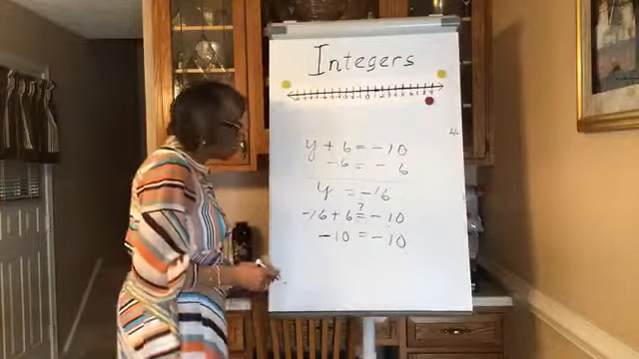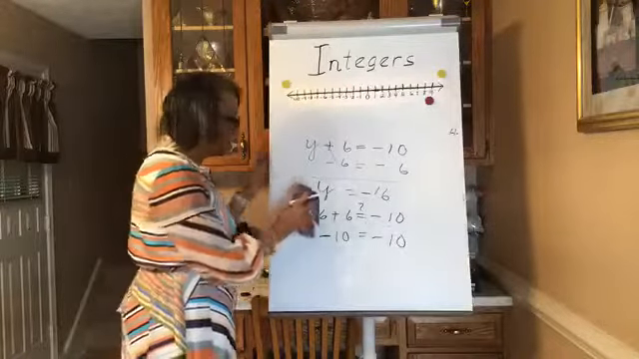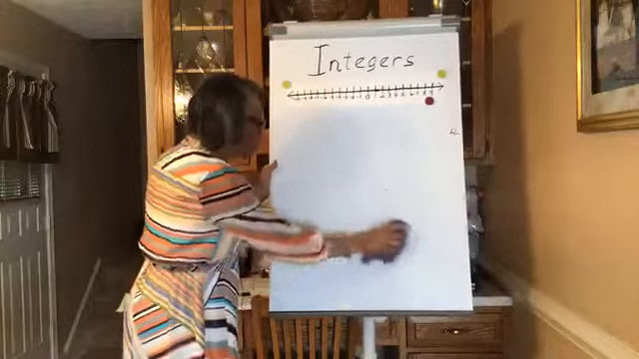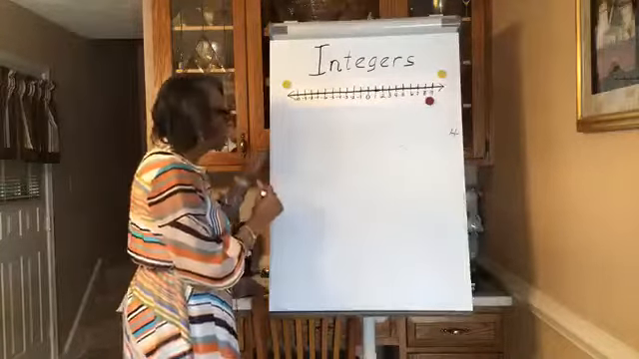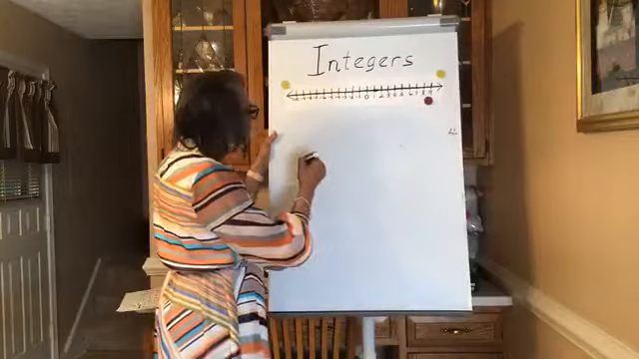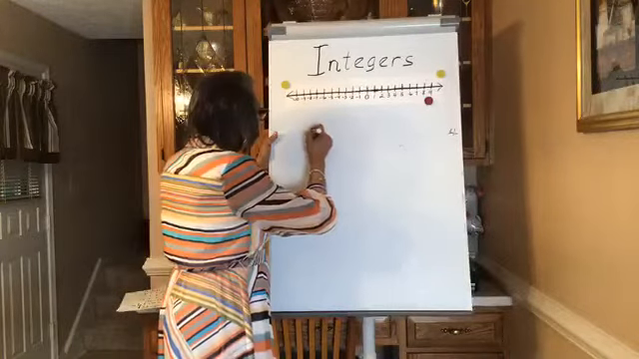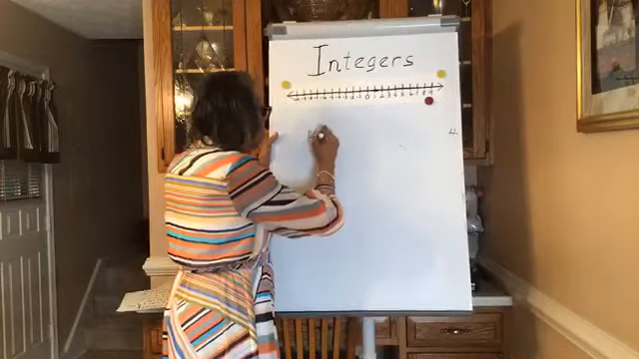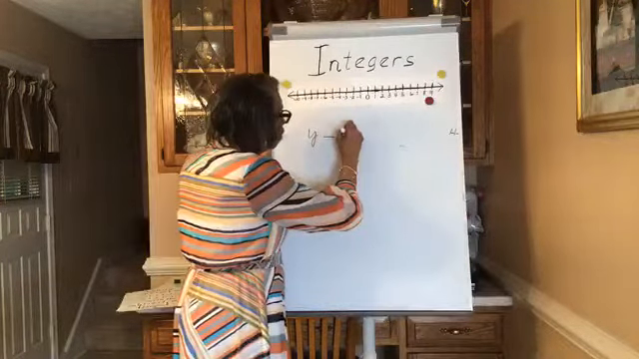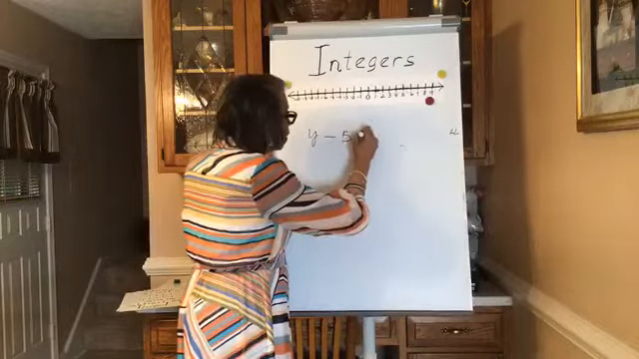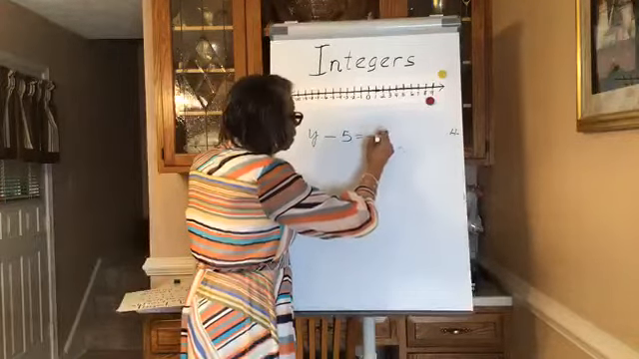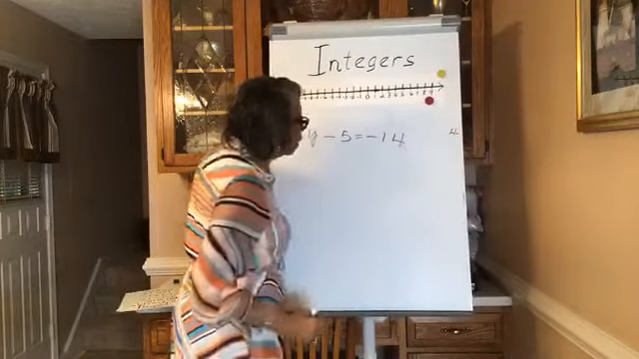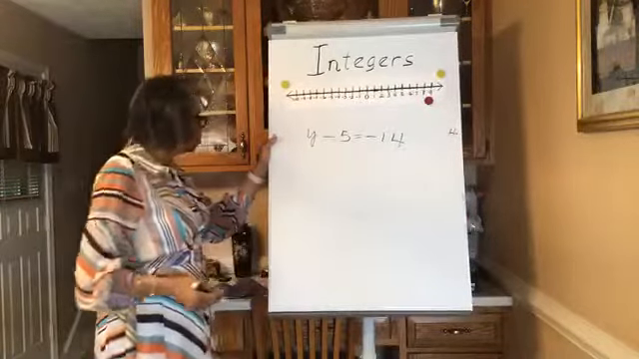All right, let's do another type. And time is running out on us. But let's do another type. I just wanted to show you some application of that. Let's do y minus 5 equals negative 14. All right, see if you can work that quickly.